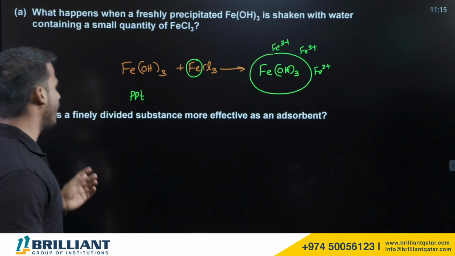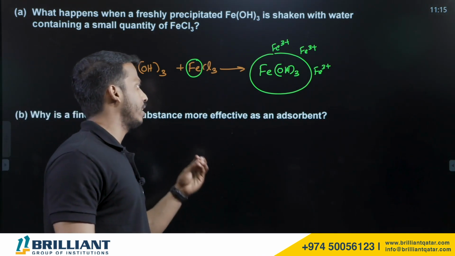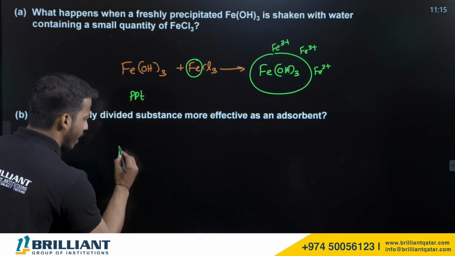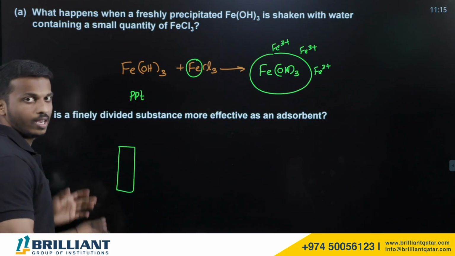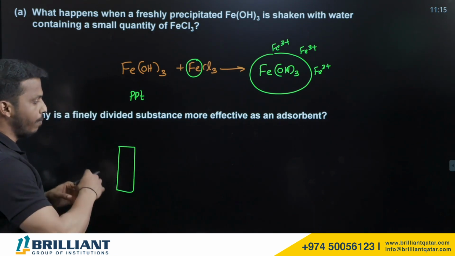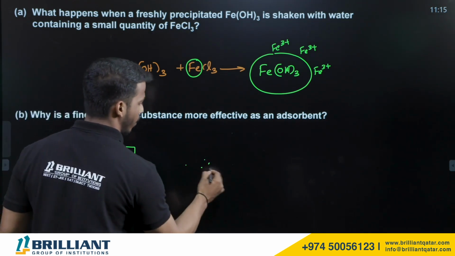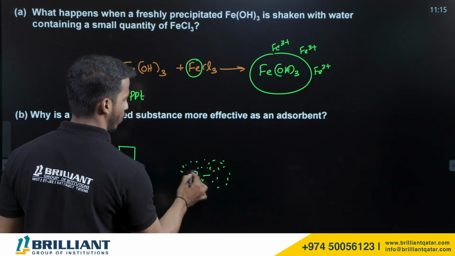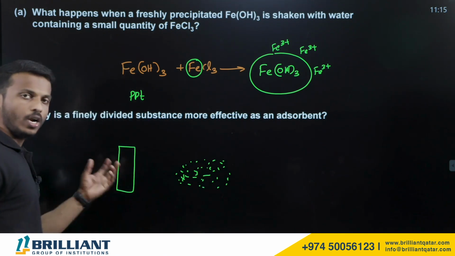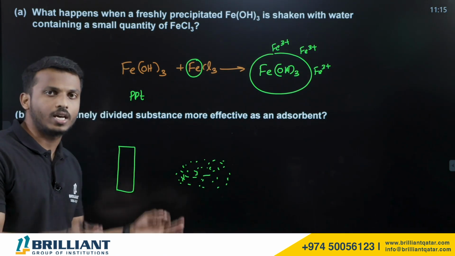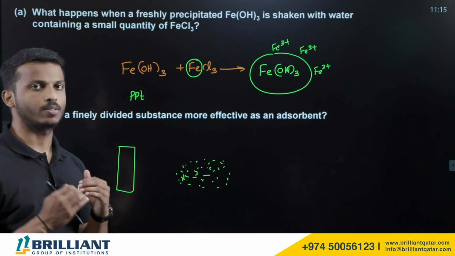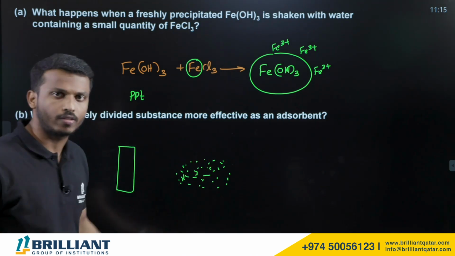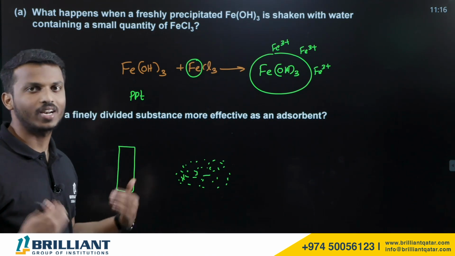Why is a finely divided substance more effective as an adsorbent? Dear all of you, if you consider an iron rod as an adsorbent, and I make it into powder, many powders can be made. An iron rod and an iron powder, which is the best adsorbent? Same mass. The same rod I split into fine powder. Where does the reaction happen faster?